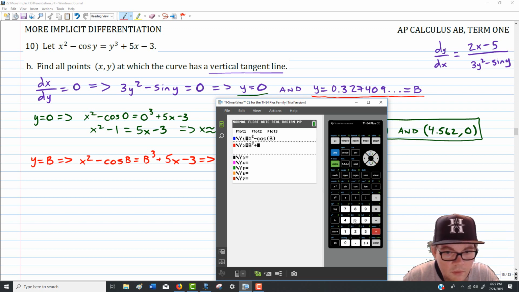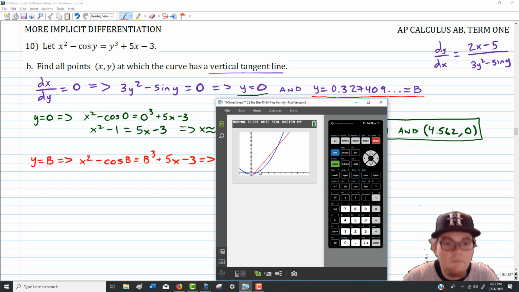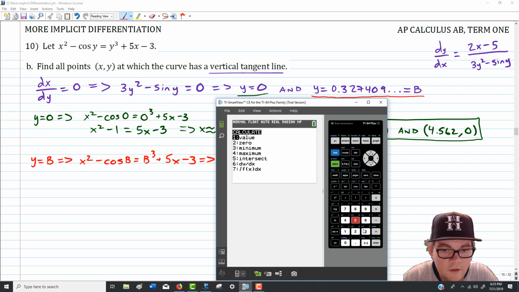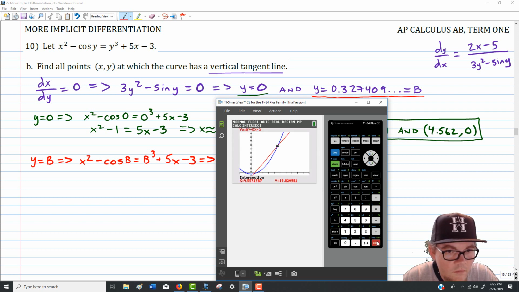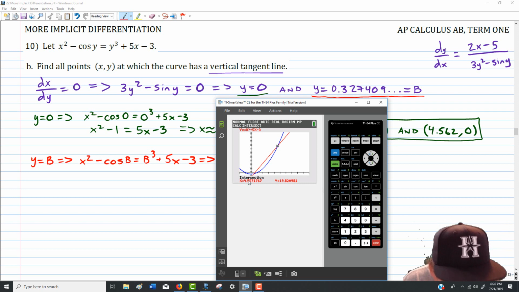So b cubed plus 5x minus 3. So let's graph this thing. Oh, good. The same window actually gives us a good picture of what's there. So we once again have, it looks like 2 solutions. So once again, we find the intersections. So one potential intersection point is 4.557.